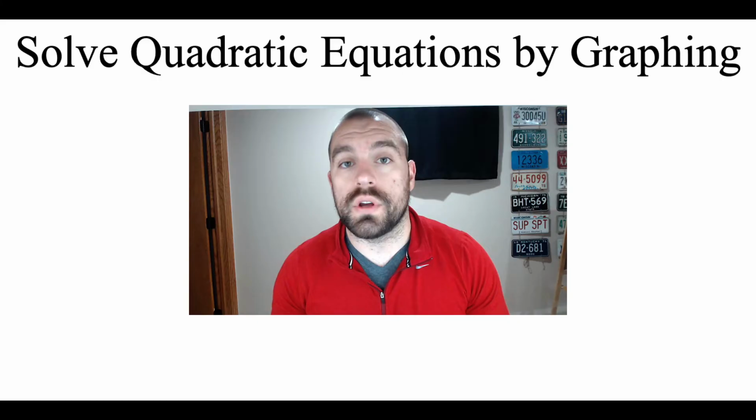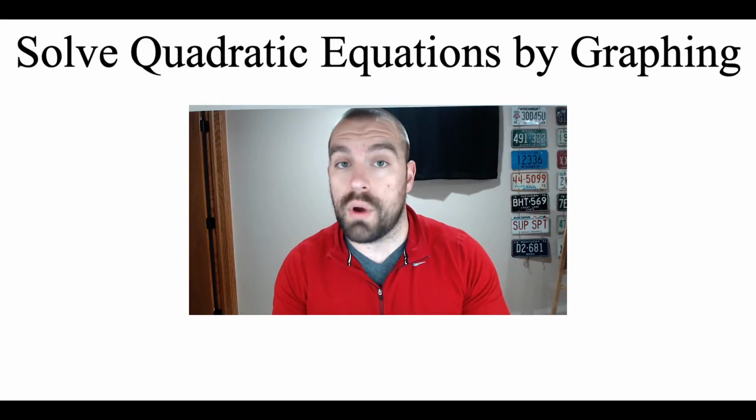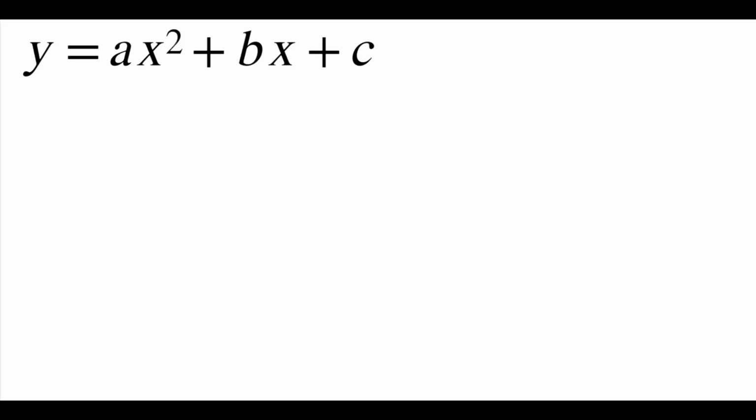In this video, we're going to look at solving quadratic equations by graphing. So we're going to be looking at quadratic equations that look something like y equals ax squared plus bx plus c. And what we're actually going to be doing is taking our quadratic equation and setting it equal to 0. So we're going to have an equation that looks like 0 equals ax squared plus bx plus c.